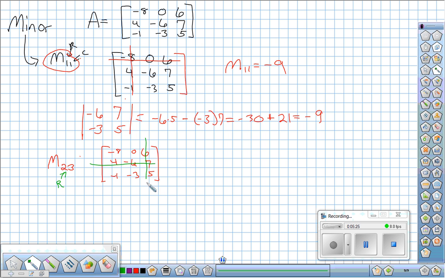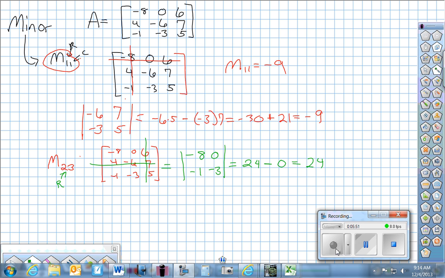This might be a little bit harder to see sometimes when I have marks in the middle. What that's asking you to do is find the determinant of the things you didn't cross out, and you write them basically in the same order. Negative 8 times negative 3 will be positive 24, minus 0 times negative 1, will be 24. Okay, so that's what the minors mean.